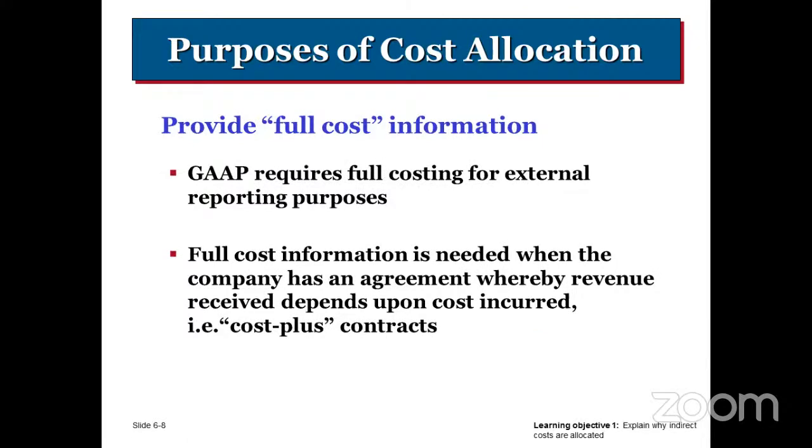Provide full cost information. GAAP requires full cost information for external reporting purposes. That's very true lah. When we talk about GAAP, we talk about full costing, as explained in variable costing. In full costing, in the cost of goods sold, you need to include both the variable cost and the fixed cost, right? Only then can you get the full cost picture. But in variable costing, you only include the variable cost in your cost of sales to get the contribution. So in this case, full costing is important.